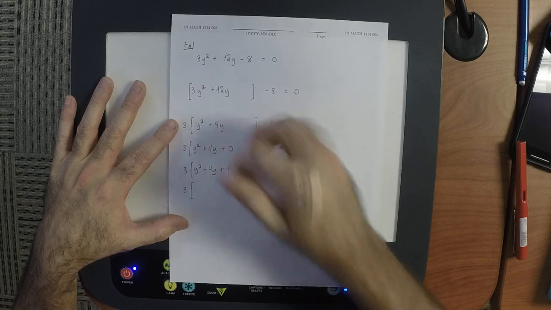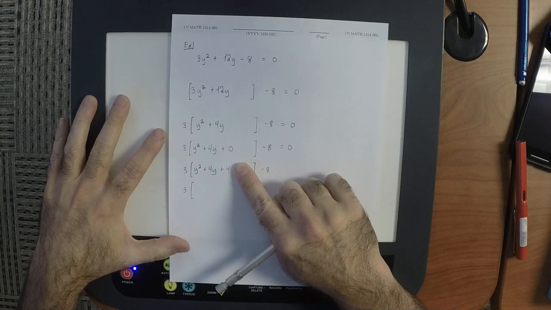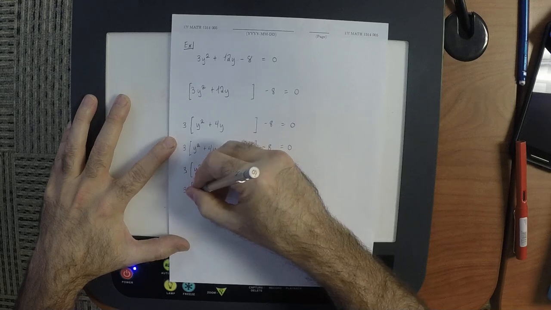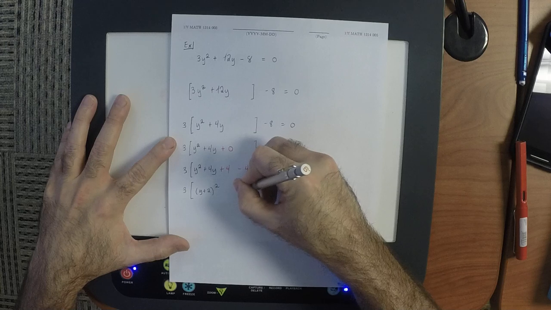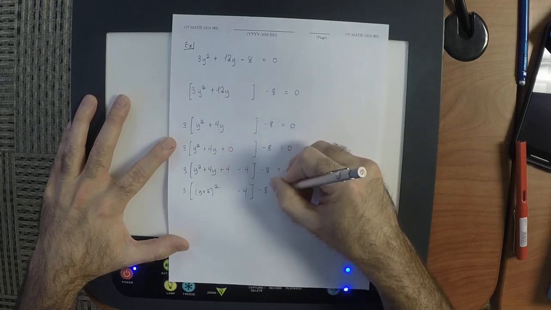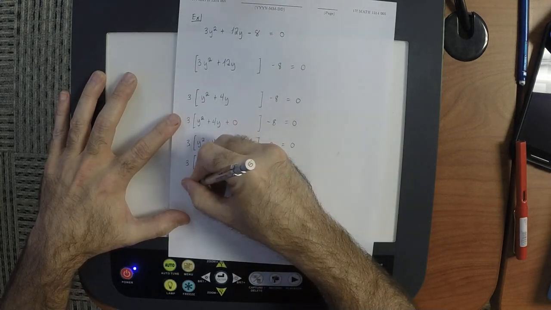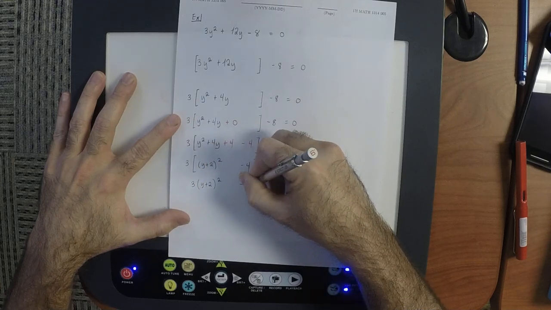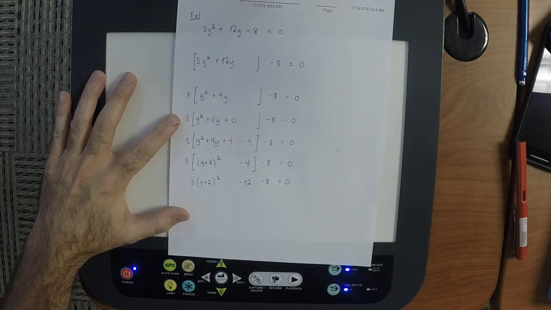So how do the first three terms, these three terms factor? Y plus 2 all squared. Minus 4 and then minus 8. So now we can distribute this, 3 times y plus 2 squared, and then minus 12, and then minus 8 is 0.